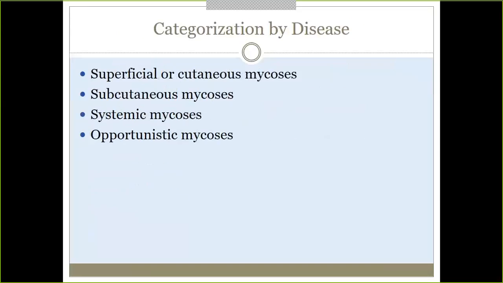So let's discuss the actual clinically significant ones here. We are going to go by disease state. So we're going to start with learning all the fungi that cause cutaneous infections. Then we'll go into subcutaneous, systemic, and opportunistic.